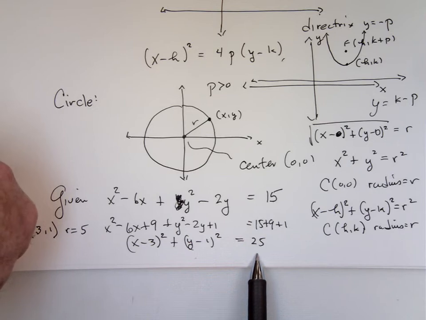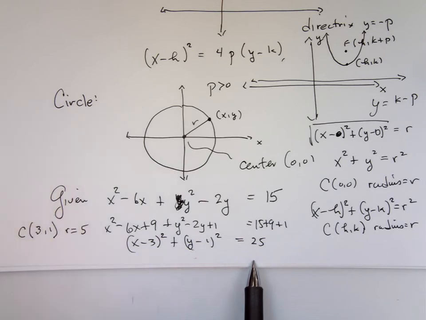Any questions on that? Let's suppose this came out to 0 here instead of 25. What would that tell you? What do you have in that case? A single point, which is sometimes called a degenerate circle. It's a circle of radius 0.